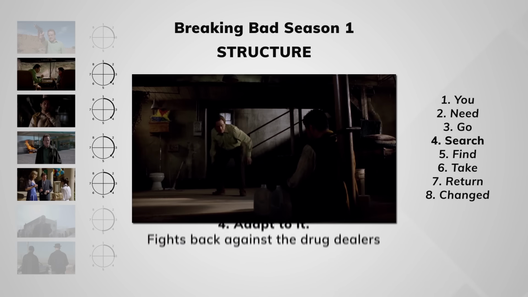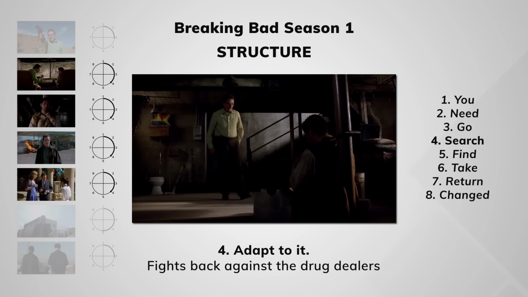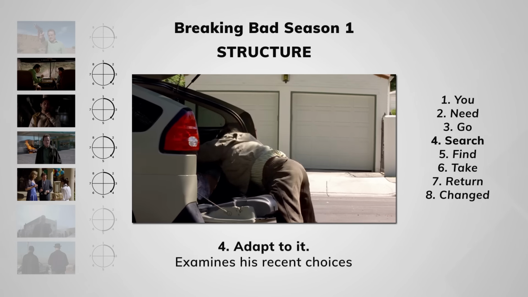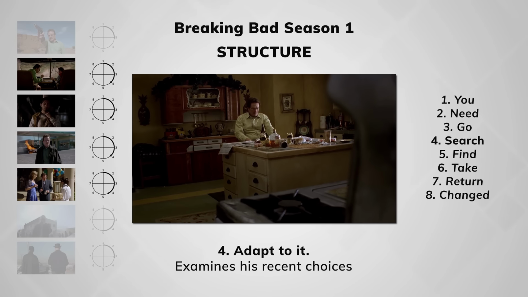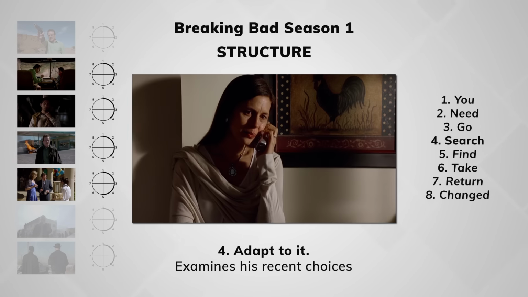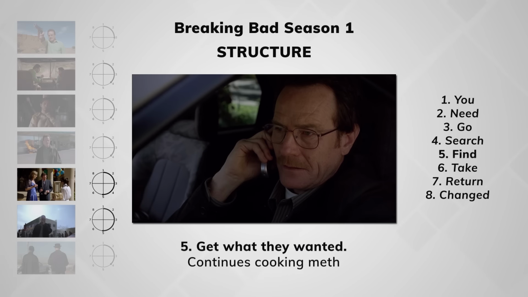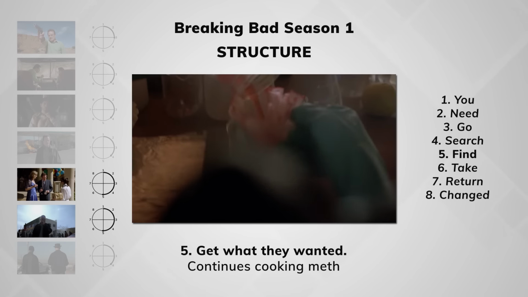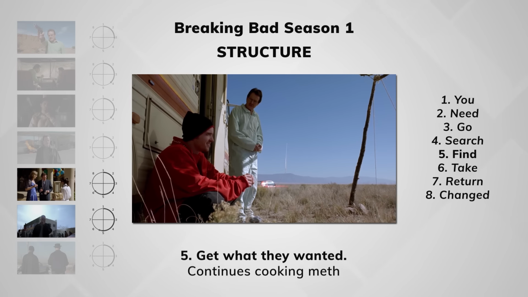Episodes 2 through 5 show Walter continuing to adapt. He fights back against the 2 drug dealers who want to kill him, and he takes some time to decide what he truly wants, and if cooking meth is actually the path he wants to go down. At the end of episode 5 and into episode 6, Walter gets what he wants. He is now cooking meth and on the route to earning the respect he wants.